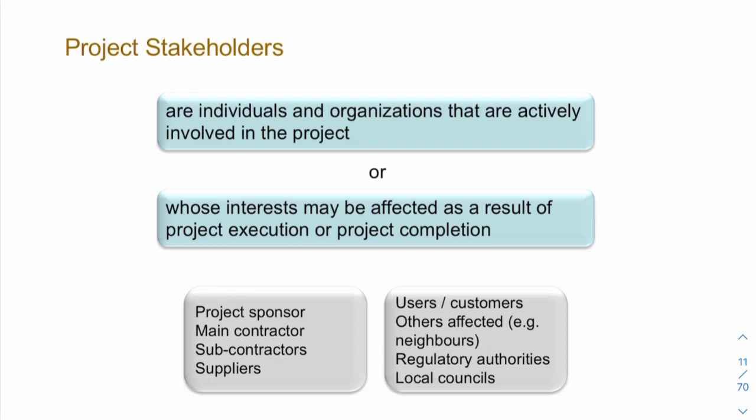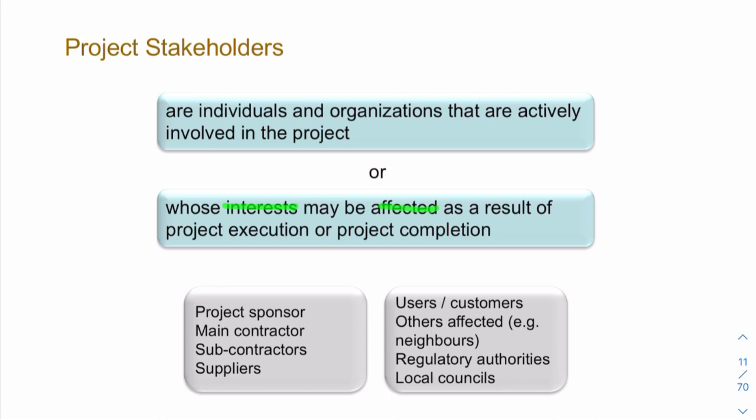So when we say stakeholders, what do we mean? Stakeholders is everyone involved, basically. So a stakeholder means someone involved in the project, but it doesn't have to be an individual. It could be an organization, it could be a company, it could be a government, it could be a charity. So we say organizations or individuals that are actively involved. But they don't have to be actively involved. It could be their interests are affected.